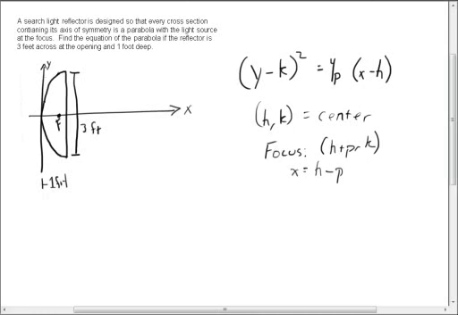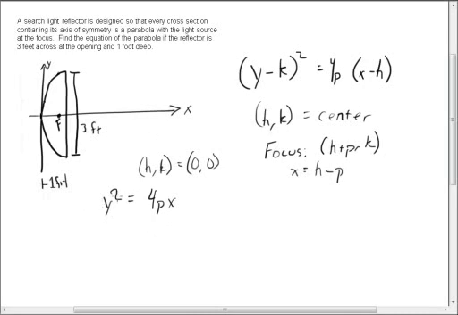So, here we go. Well, we're given this information about the parabola, and we need to fit it into this formula somehow. Well, we can see that it is centered at the origin, or its vertex is at the origin. So h comma k is 0, 0. So that simplifies things quite a bit. Now we're down to y squared is equal to 4p x. Okay, so now we just need to find p.